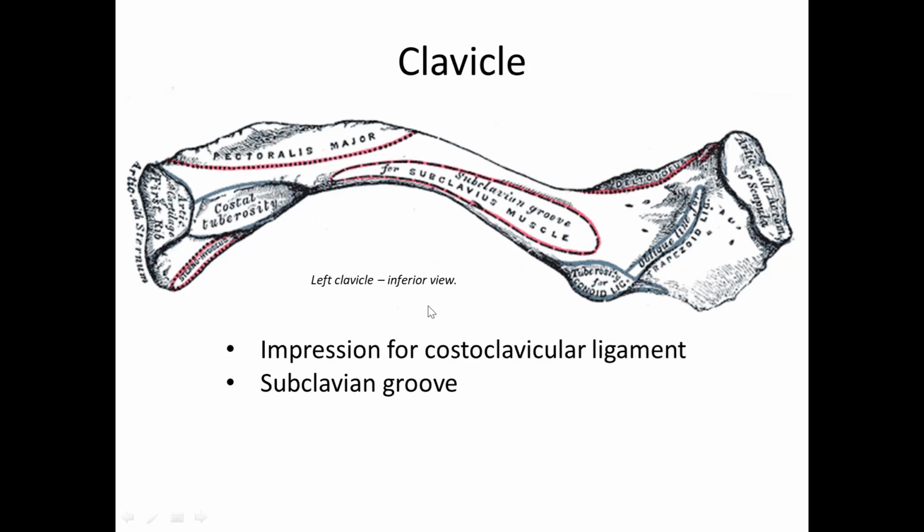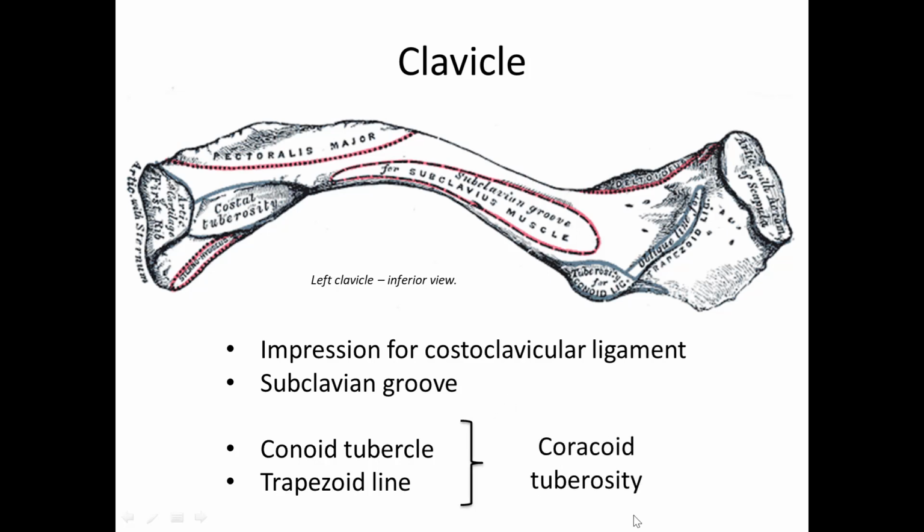On the other hand, on the acromial end, there are conoid tubercle and trapezoid line. The names of these two structures are from the two bands of the coracoclavicular ligament, respectively the conoid ligament and trapezoid ligament. Therefore, these two structures of insertion on the clavicle are defined by one name, coracoid tuberosity, this whole place.